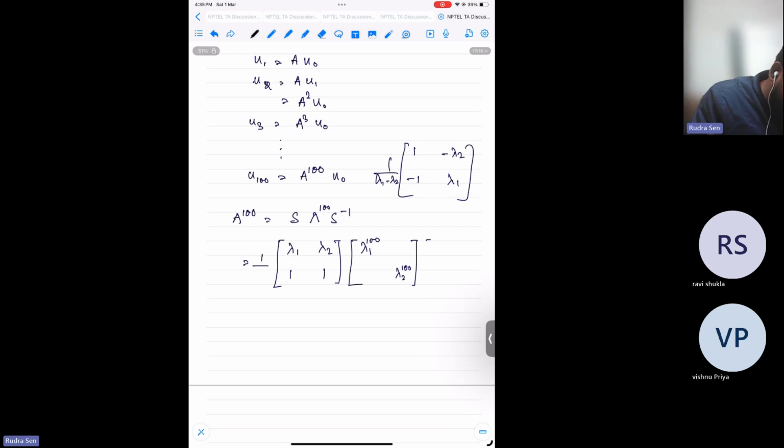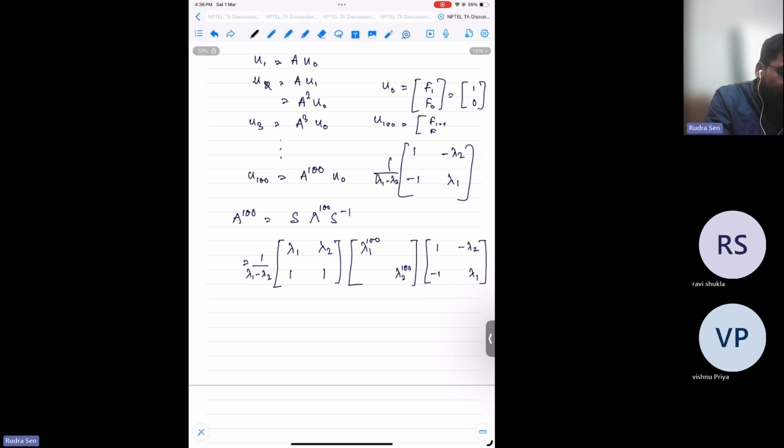Something like 1 by lambda 1 minus lambda 2, 1 minus lambda 2. This is minus 1. This is lambda 1. So if you do these things, you will find out this A to the power 100, and you know the value of lambda 1, lambda 2. All those values are known to you, and you know the value of u naught. What is u naught? U naught is given to you, that is f1 and f naught. So from f1 and f naught, it is 1 and 0. You just multiply this with 1 0. So u100 you will get. So what is u100? It is f101 and f100.